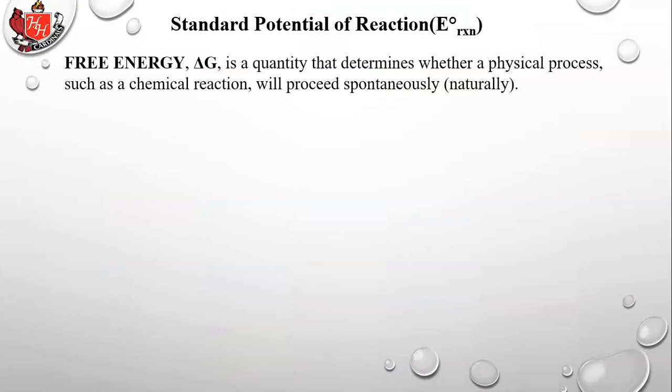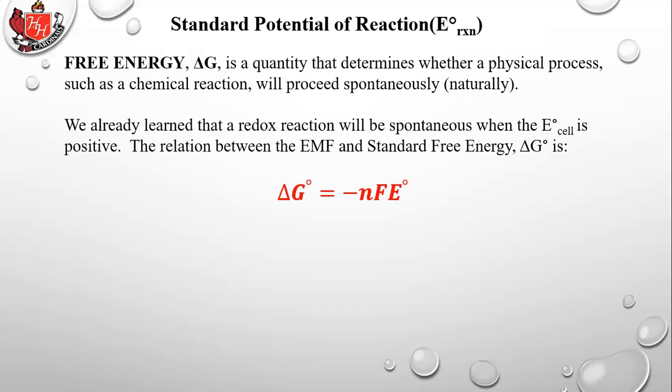Now, free energy. We're going to relate this back to the thermodynamics, the last unit that we did. That's delta G. Delta G is a quantity that determines whether a physical process, such as a chemical reaction, will proceed spontaneously, naturally. We already learned that a redox reaction will be spontaneous if the standard potential of the cell is positive. So if it has a positive voltage, it will be spontaneous. So the relation between the EMF and standard free energy, delta G standard, again at those standard conditions, 1 molar, 25 degrees, is this equation that you see here.